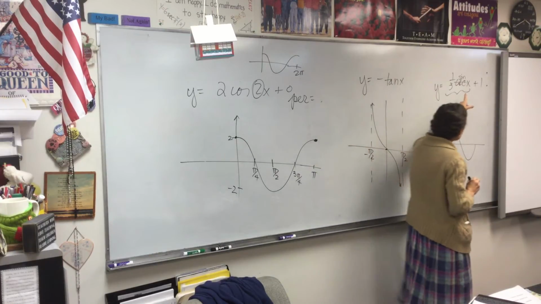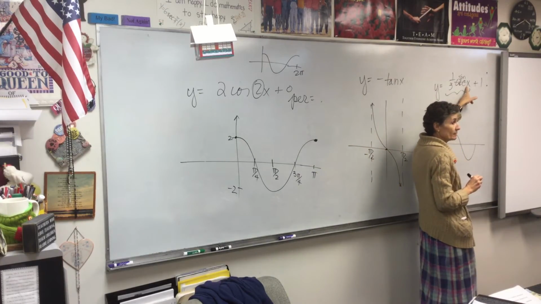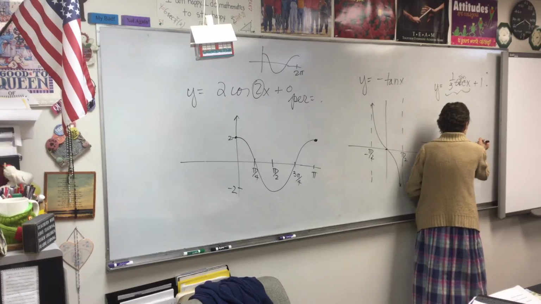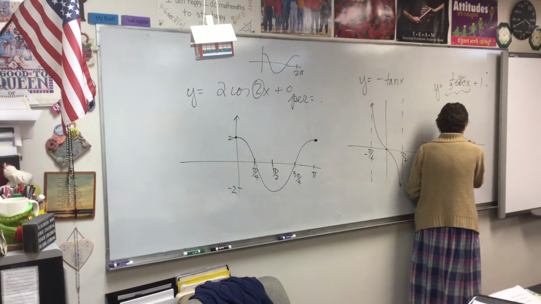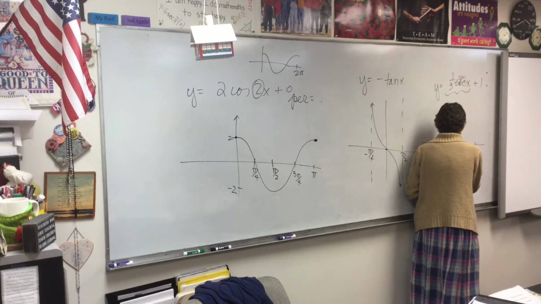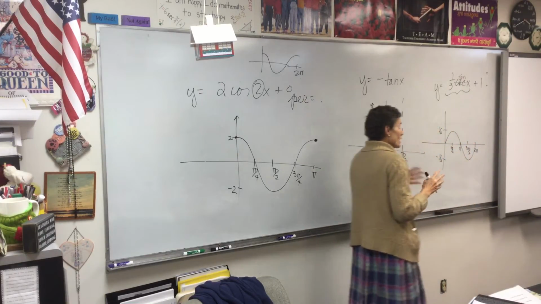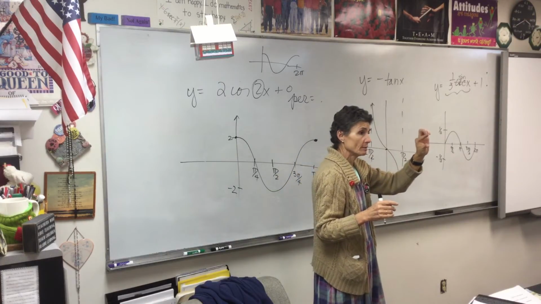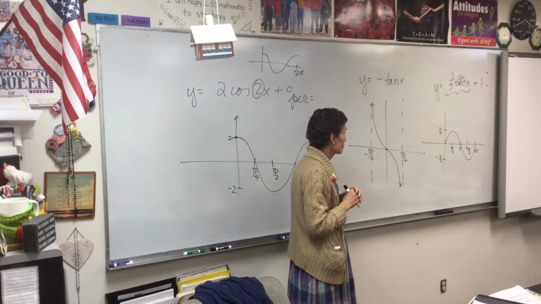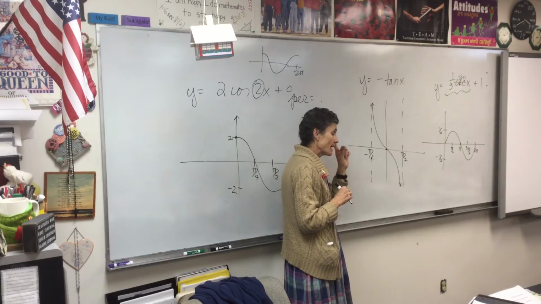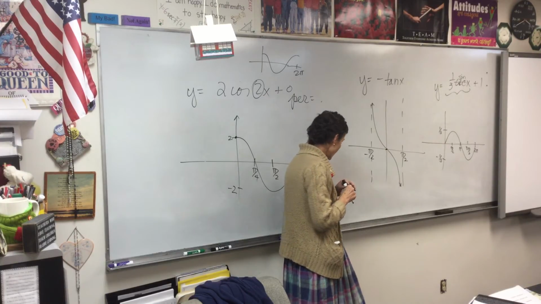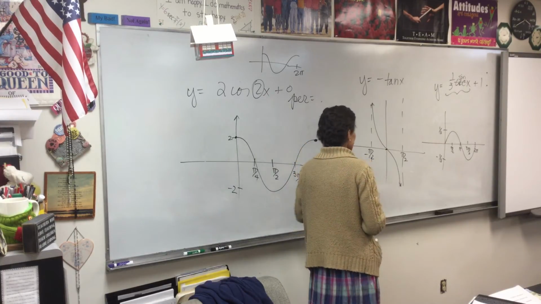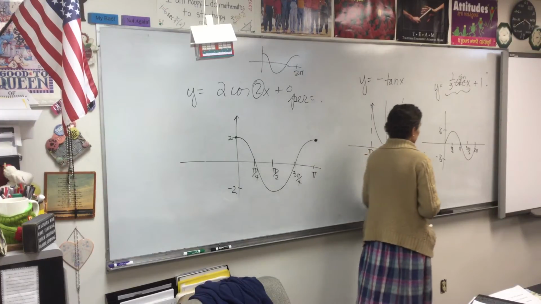Have I done any changing of the period? No. So the period's 2 pi, which means that's pi, and that's a half, and that's 3 halves. Just a regular sine curve. I haven't changed a single thing about it, except it's only 1/3 tall. That's the sine.